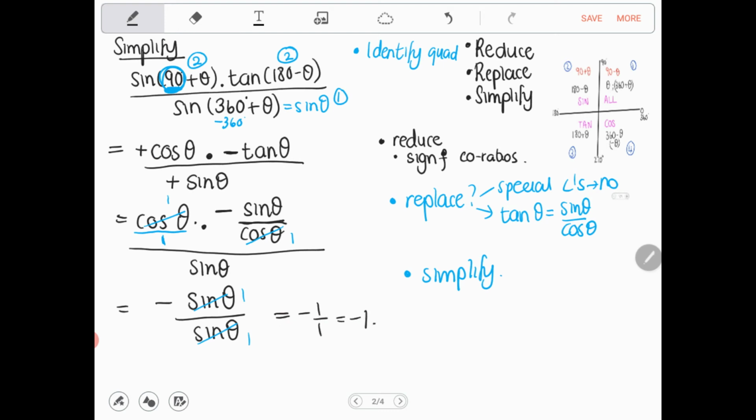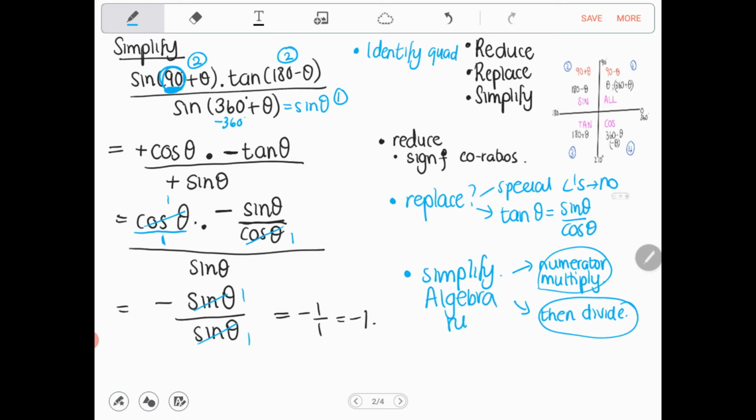So when we were doing our simplifications, you need to do your numerator, and we need to multiply in that numerator. And then we're going to do our division. Okay, so we're just doing normal algebra rules. So simplify with algebra.